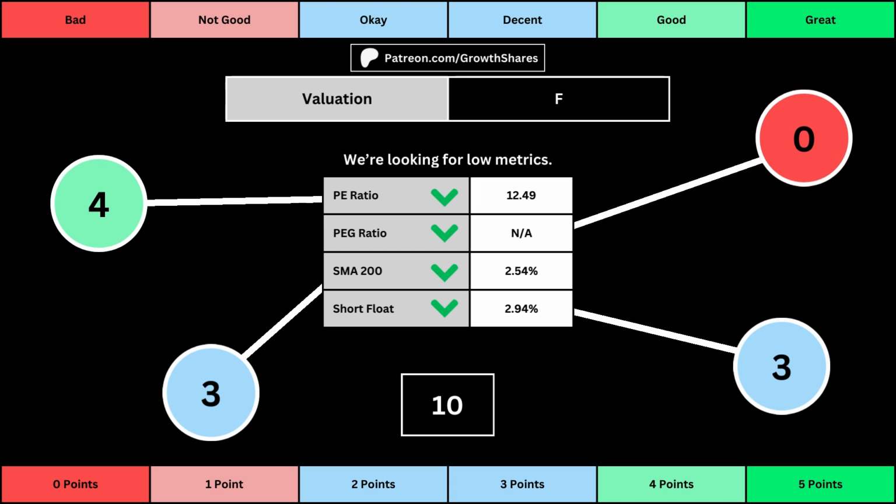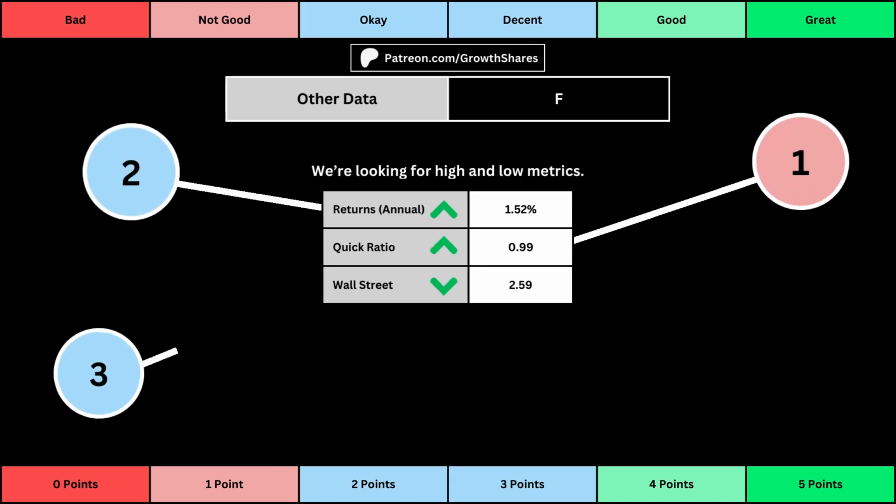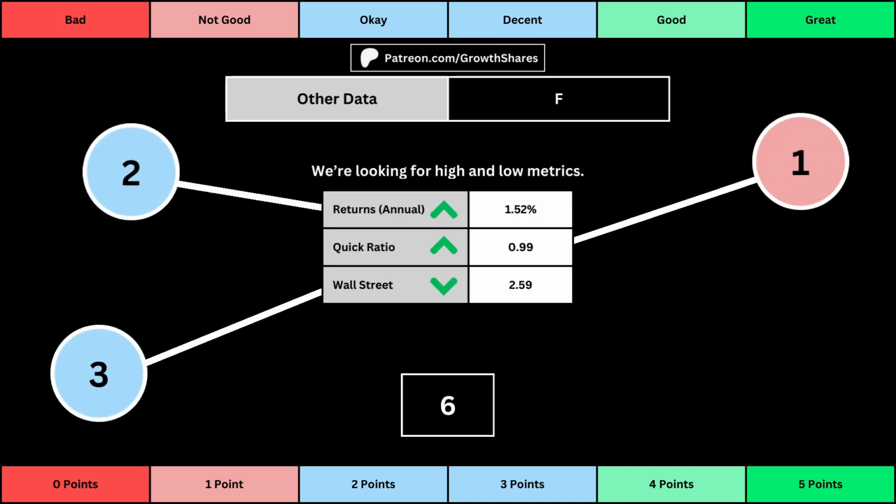And then, short float is basically how bearish other investors think of the stock. For these 4 metrics, we want the values to be as low as possible. That will give us a higher point total within the bubbles. And the fourth set of metrics looks into other relevant data.